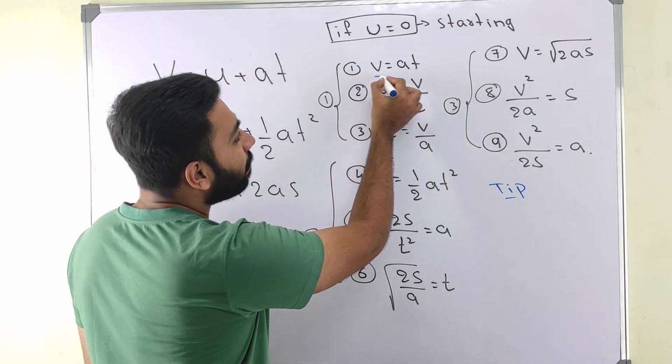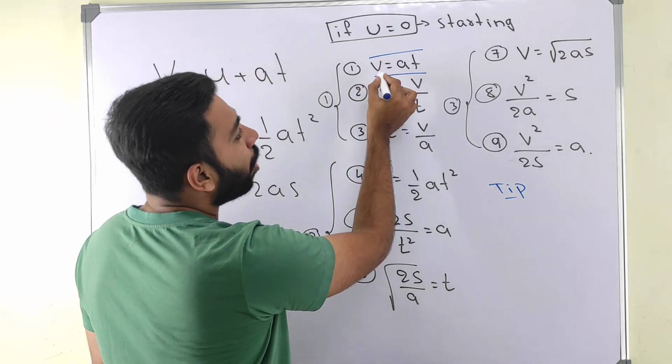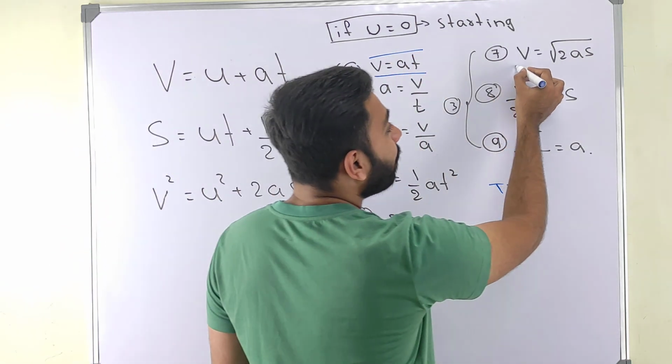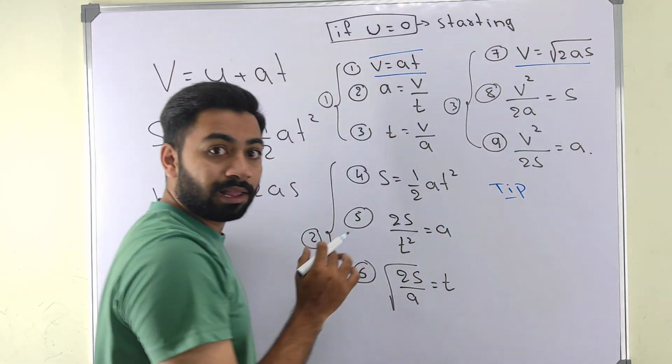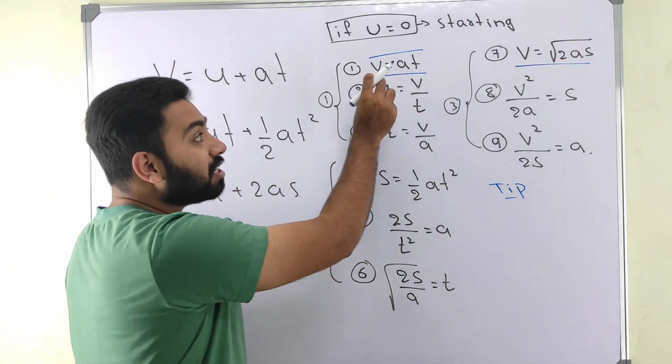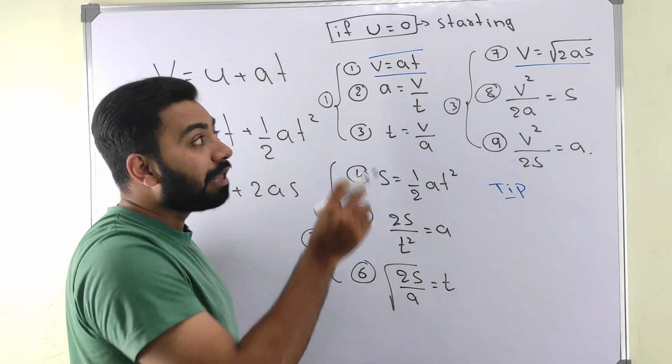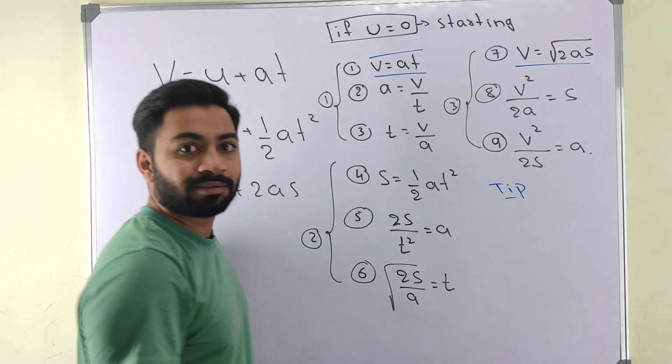See, here to find velocity you have acceleration and time. Here to find velocity you have acceleration and distance. When the question asks for acceleration and time, you will use this. When they give the acceleration and distance, we use this one.